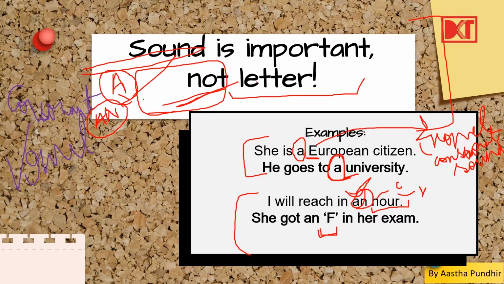All right. I hope you have understood कि हमें साउंड इंपॉर्टेंट है हमारे लिए एंड लेटर नहीं. लेटर तो वॉवल भी हो सकता है, कॉन्सोनेंट भी हो सकता है, पर उसकी साउंड उससे ऑपोजिट भी हो सकती है, तो हमें साउंड पे ध्यान देना है. ओके.